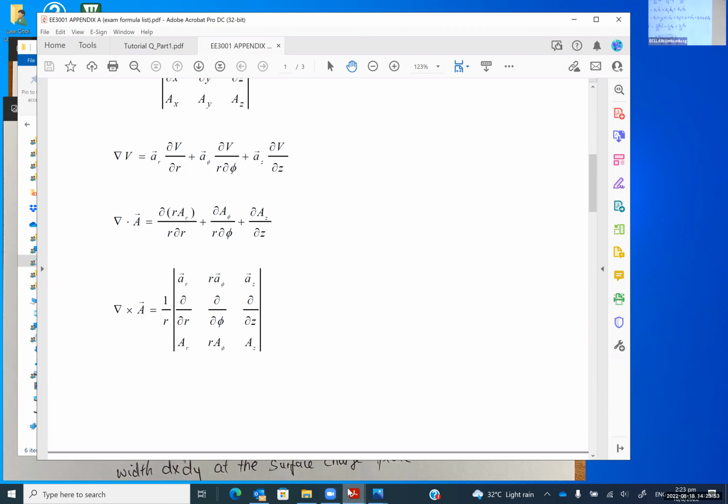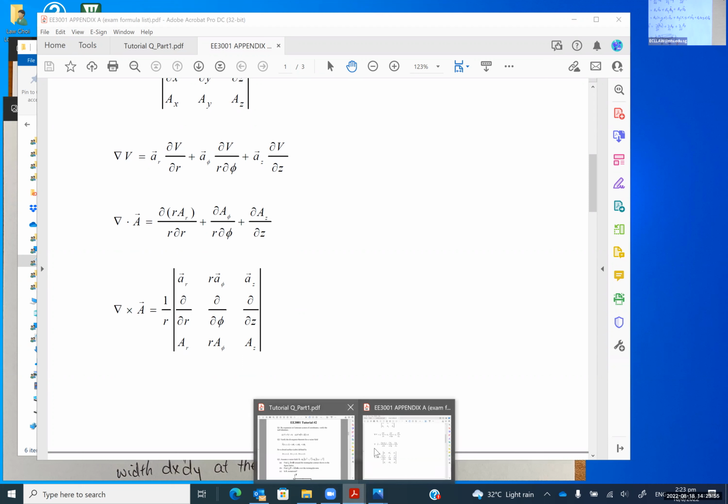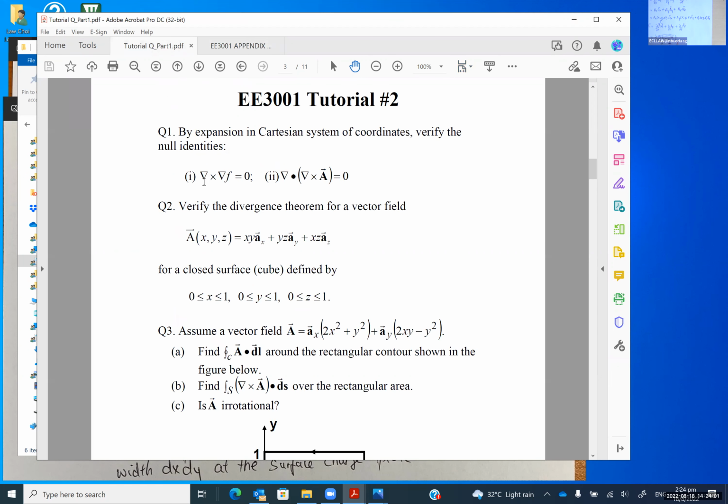Okay, so now let's get back to our tutorial questions. With that in mind, you tell me this one, first part. The question wants to tell you that the curl of the gradient f is 0. So this del is a vector or scalar? Vector. So you're doing a vector cross product with this gradient f. Gradient f is another vector. The curl of a gradient vector is 0. That's what you want to show.